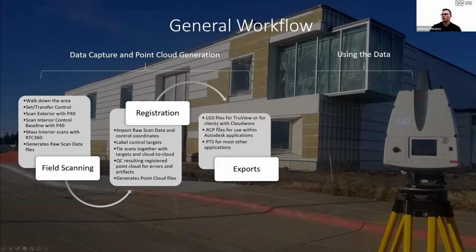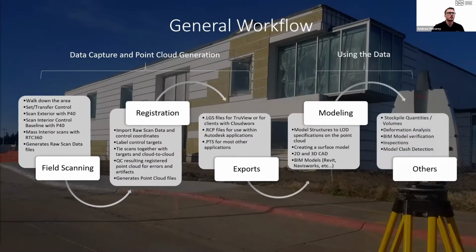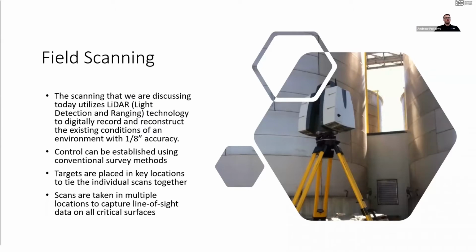Some of the exports that we use are LGS files, RCP files, PTS, and a few others depending on which program we're working with. And then that point cloud will go into modeling programs in order to model the structures according to the level of detail that a project requires. We can also create surface models, and there's a few other uses that we have with that information. So we'll get into some details of each of these steps as we go through, as well as share a previous deliverable that we have access to share, to show you how that workflow works in reality. So, starting off to get into the details of field scanning.